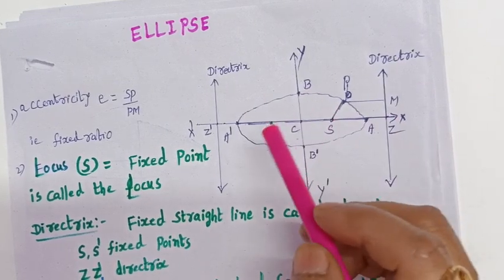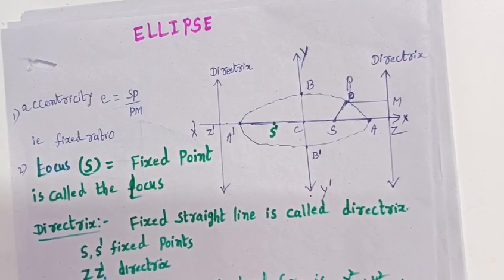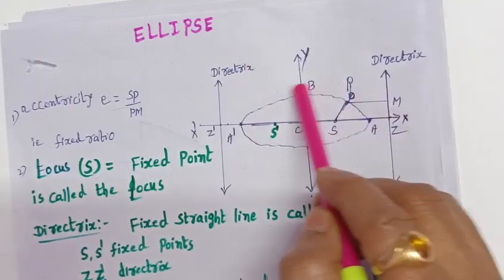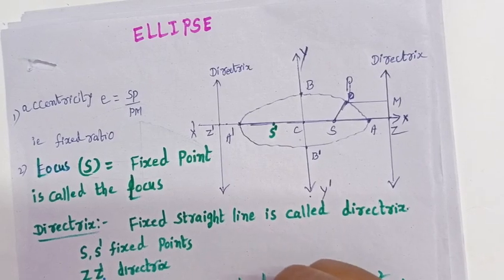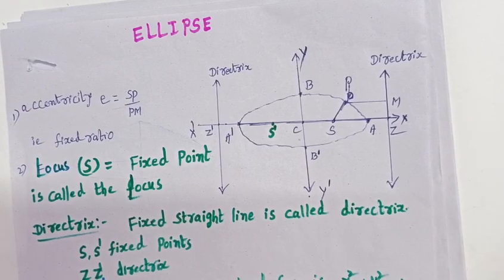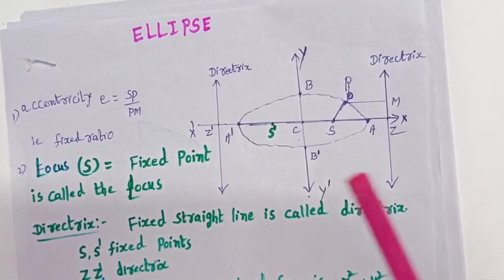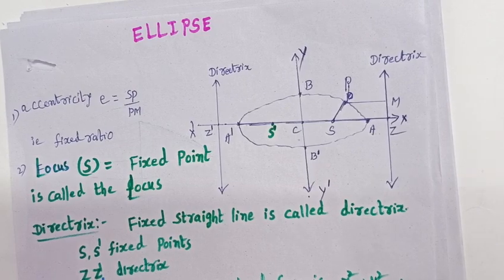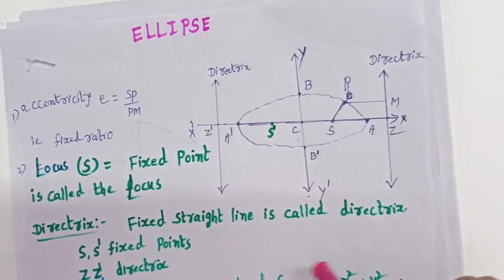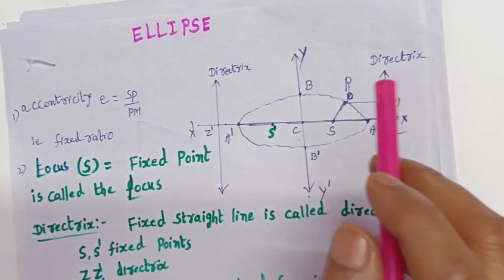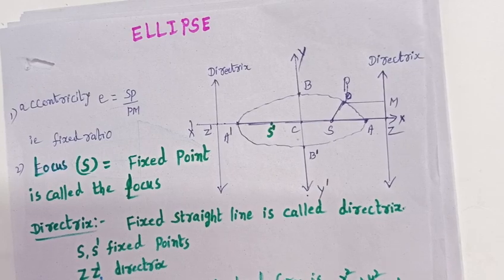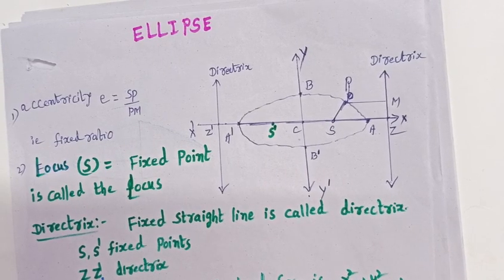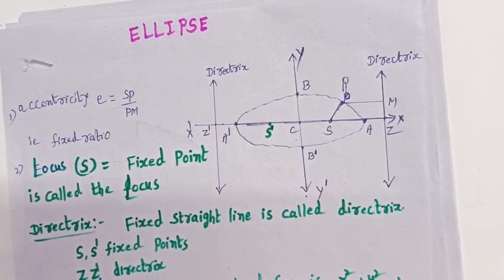Next, the equation of an ellipse in standard form. This is called an ellipse. The equation of the ellipse in standard form is x square by a square plus y square by b square equals 1.